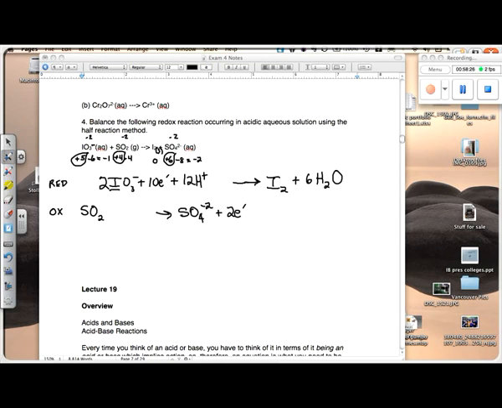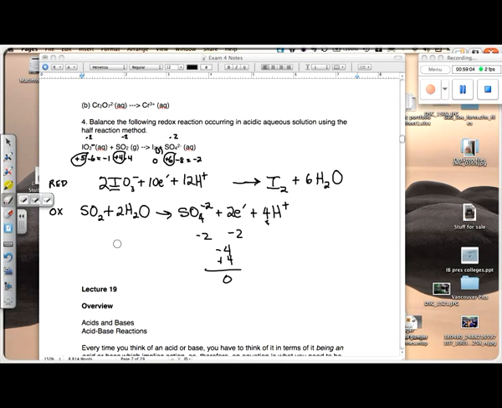Okay? Now, charge. I have no charge on this side. Right now, I have a negative 2 and a negative 2, so I've got a negative 4 on this side. I need 4 H pluses so that it has a net charge of 0. All right. Now, I have 4 oxygens on this side. 2 on this side on the left, so I'm going to add 2 waters for the oxygens. And the hydrogens work. 2 times 2 is 4 on the left, 4 on the right.